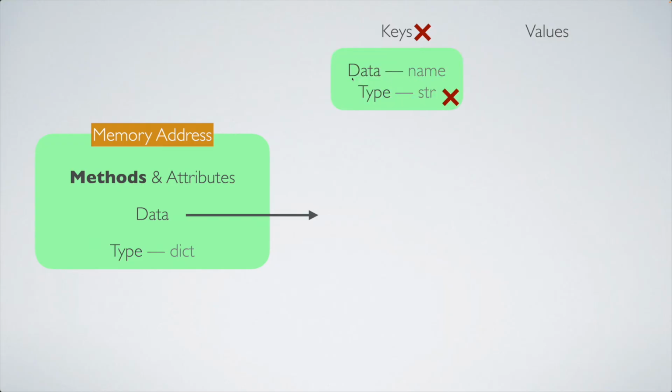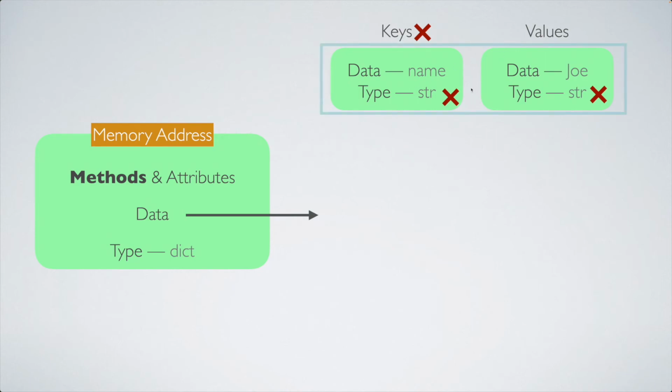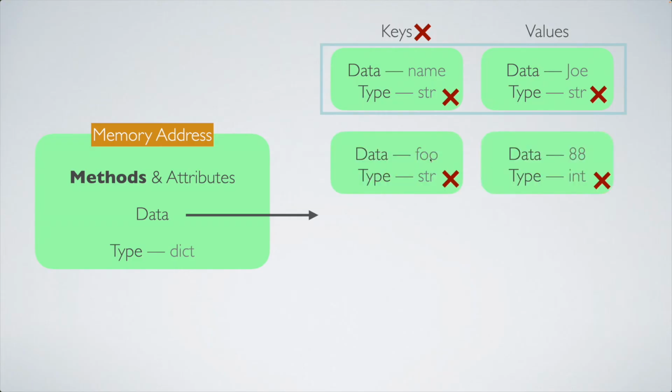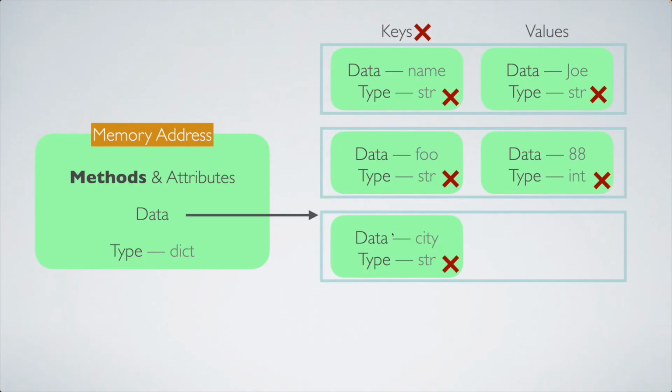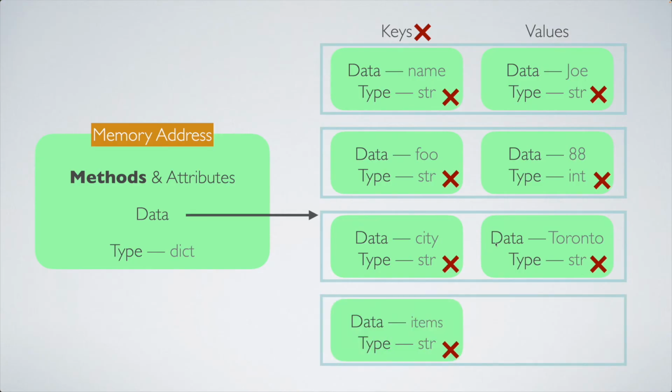So let's say that we've got this key right here, name, it's a string. Again, remember, strings are immutable, so we can use them as a key of our dictionary with no problem. And let's say that the value is string Joe, and in this case, our value is also immutable, but it doesn't have to be. So this is one item in our dictionary, okay? We've got the key and we've got the value. Let's say that we've got this other one, foo string, and then its value is this 88, which is an integer. Again, they're both immutable. And here's another one, city, Toronto, and here's another one, items, and this one is a list.